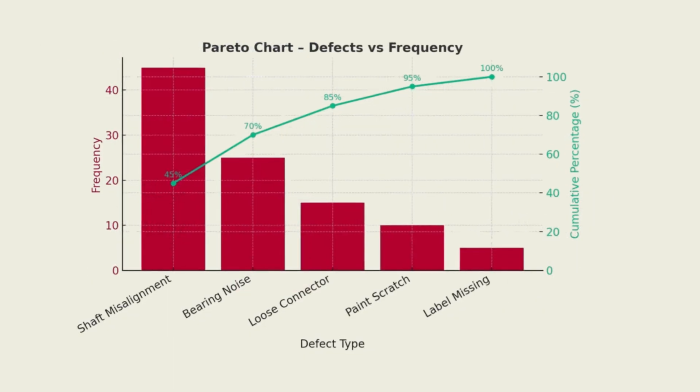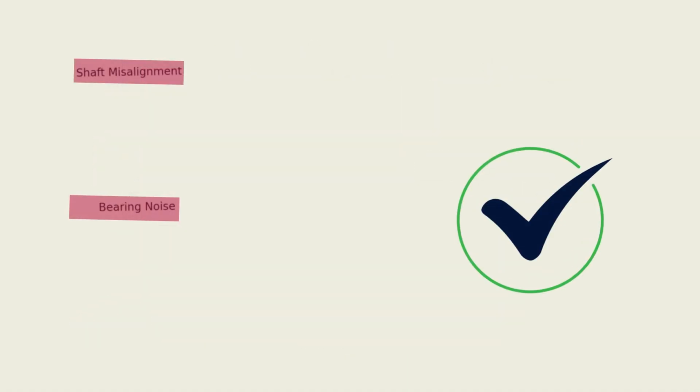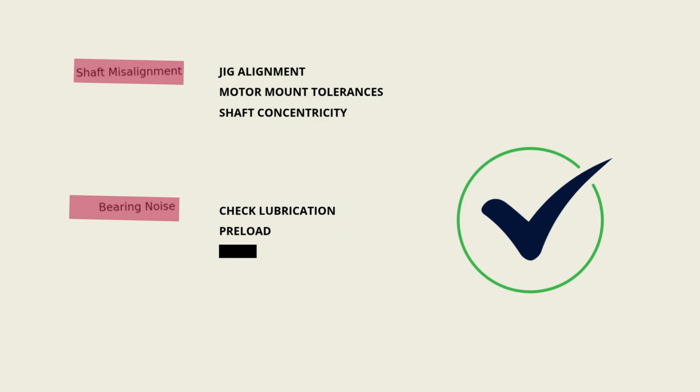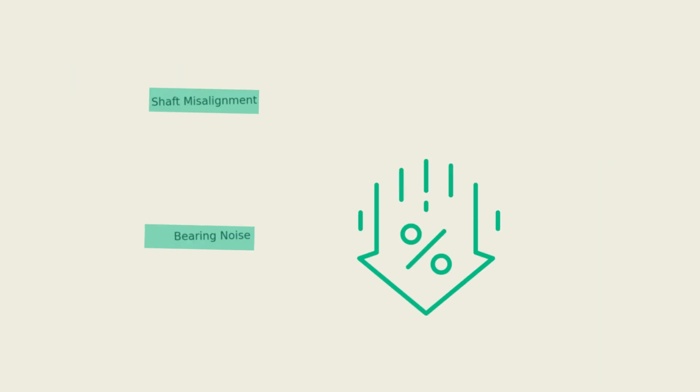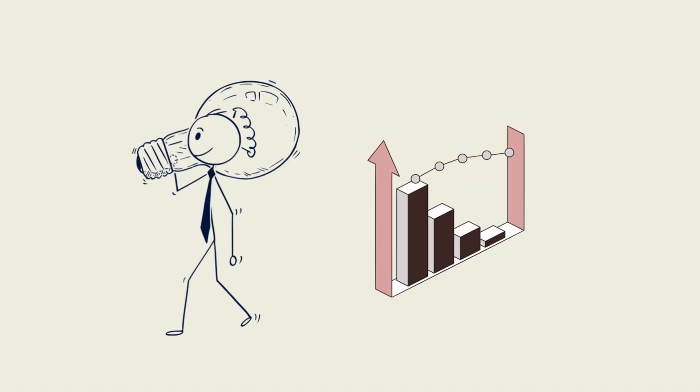Now, what does this chart actually tell you? In our motor assembly example, the first 2 defects, shaft misalignment and bearing noise, contribute to about 70% of total defects. So as a quality engineer, you should first verify jig alignment, motor mount tolerances, or shaft concentricity. For bearing noise, check lubrication, preload, and assembly torque. Once these high-impact issues are solved, your overall rejection rate will drop by 70 to 80%, without even touching the other small defects. That's the real power of the Pareto chart, focusing on what gives the biggest impact.